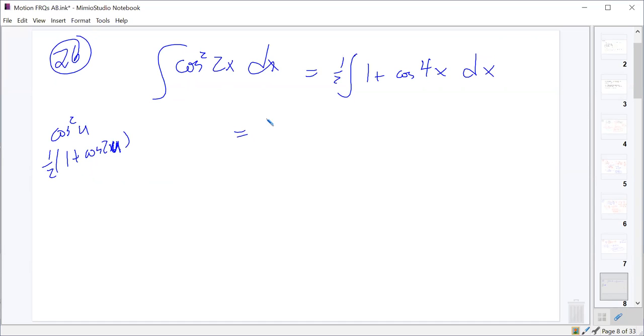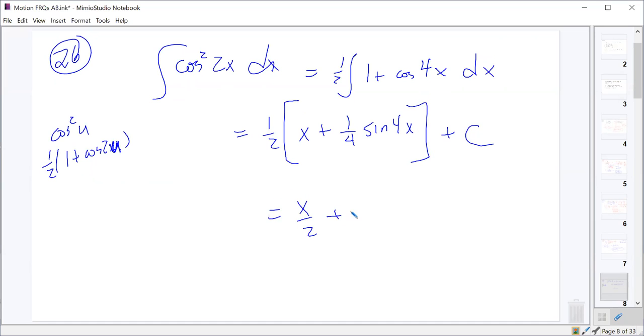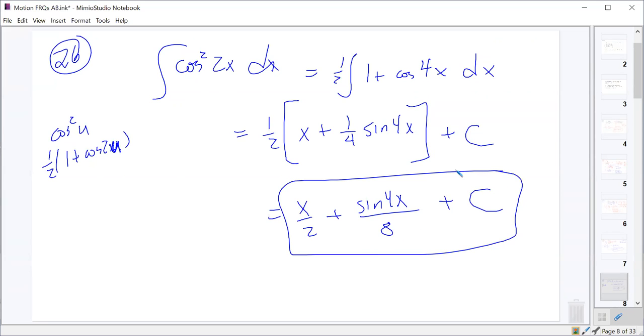So the 1/2 can stay up front. The integral of 1 is just x. And the integral of cosine 4x, that's like a little u substitution one, ends up becoming plus 1/4 the sine of 4x plus your constant. So you end up with x over 2 plus sine 4x over 8 plus a constant. Does that make sense?